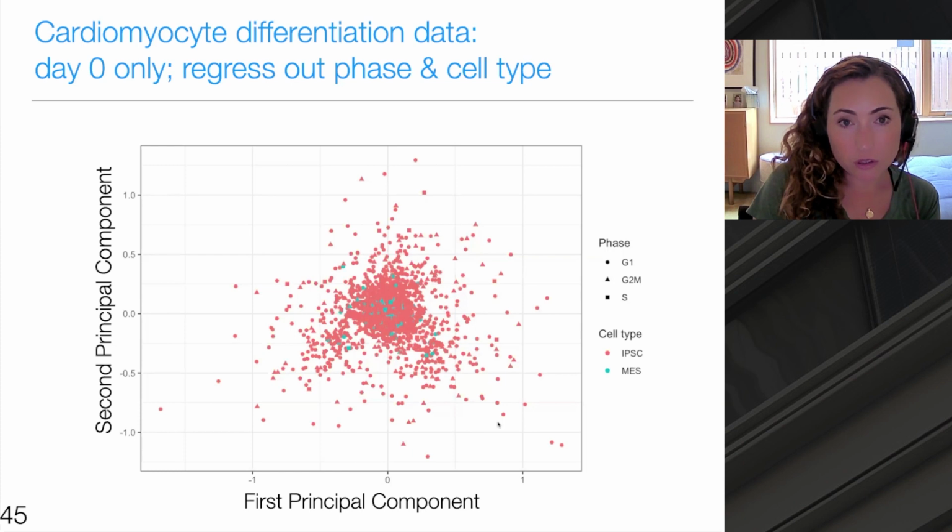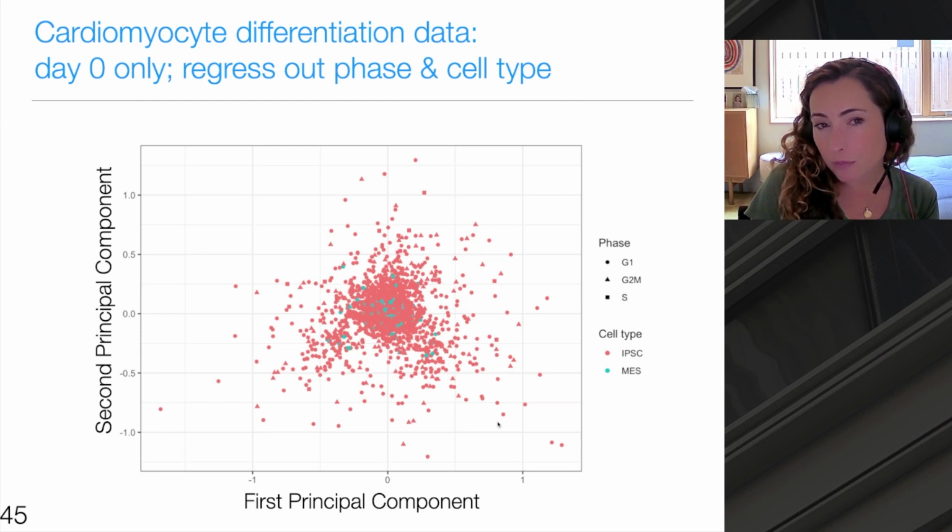So to do this, we're going to take the same data, but we're going to only look at day 0. This is just cardiomyocytes that are fresh out of the oven that haven't had a chance to differentiate yet. We have a couple of covariates associated with these cardiomyocytes, but we're going to regress them out so that our data just looks like a blob. And in fact, when I project this data onto the first and second principal components, I just get a total blob. So now I believe that there's no signal in this data.